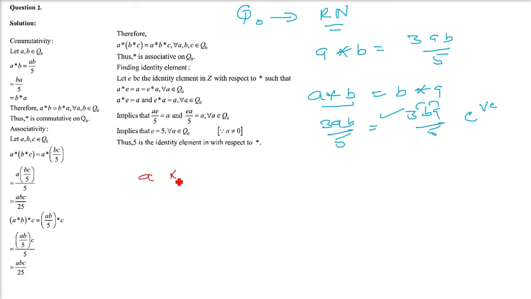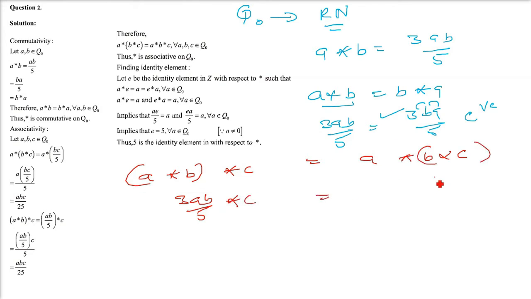Then coming to associative, (A star B) star C. First we'll do this one. You will get 3AB by 5 star C. Let us do BC first. So BC, 3BC by 5, A is already there. But you get 3ABC by 5 by 5.